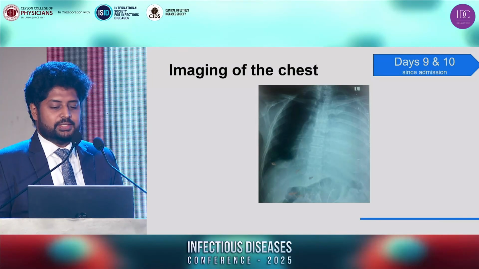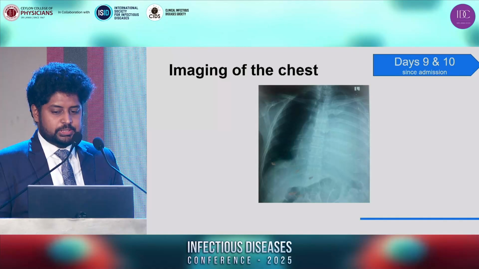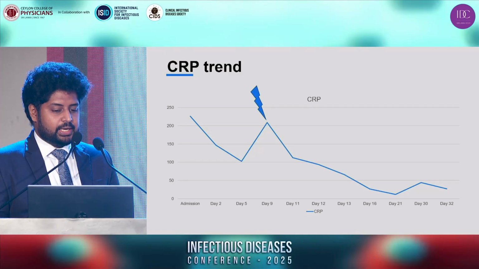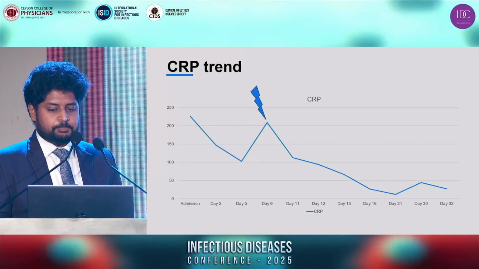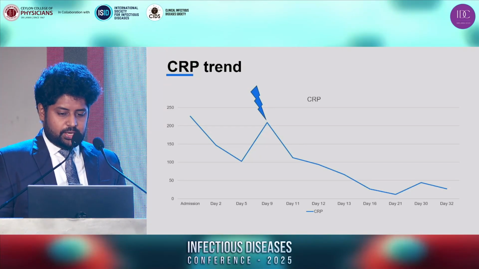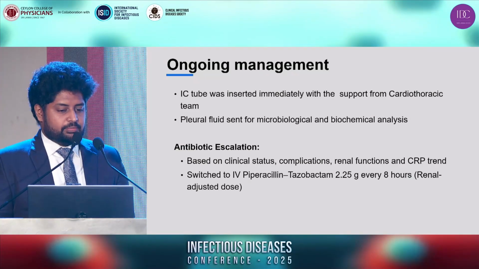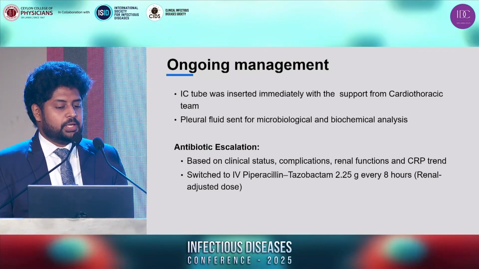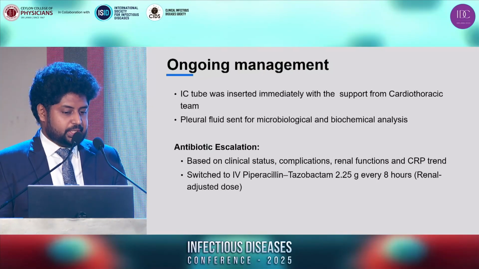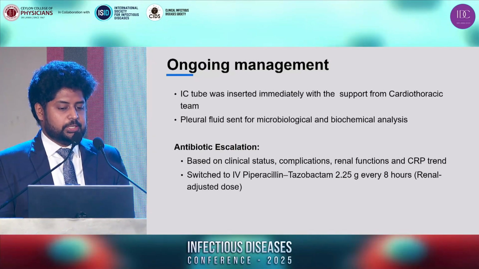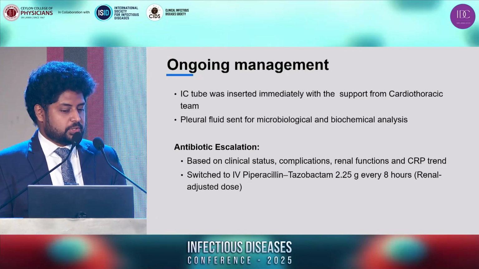Now, as you can see, the whole left side is whited out. This is the CRP trend towards day 9. There is a sudden spike of the CRP going up to more than 200. With that, we aspirated the pleural effusion. With the help of the cardiothoracic team, we inserted an ICD tube for drainage, and it drained over 1,400 milliliters of fluid. This pleural fluid was also sent for microbiological and biochemical analysis.